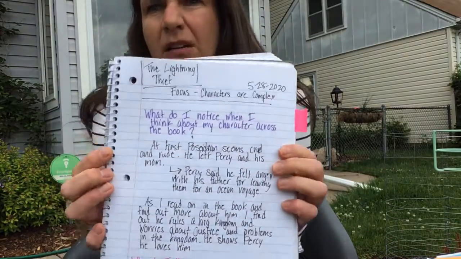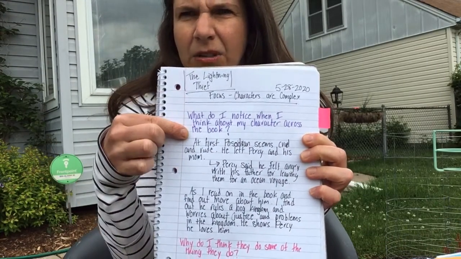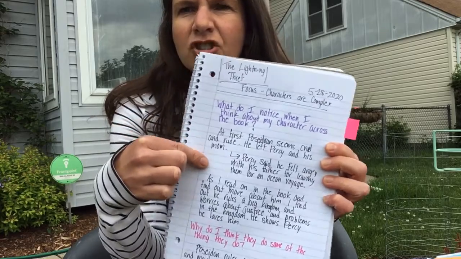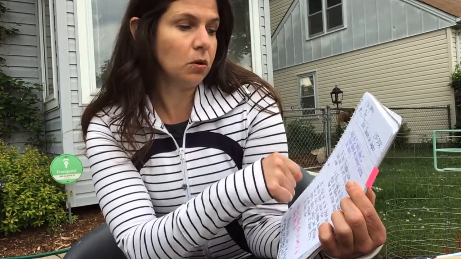So in my reader's notebook, how I did this is I wrote that question, okay, and then I jotted my thinking. I jotted, at first, Poseidon seems cruel and rude. He left Percy and his mom. And I wrote down in the book where Percy said he felt angry with his father for leaving them for an ocean voyage, okay? So that's my evidence from the book, okay?